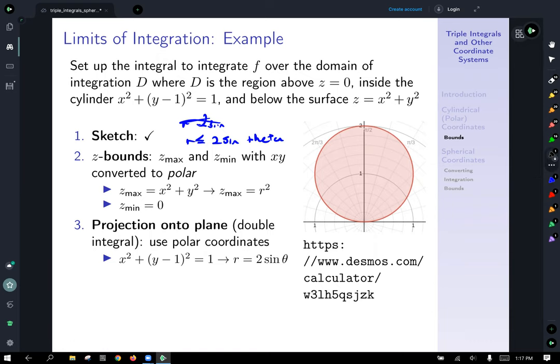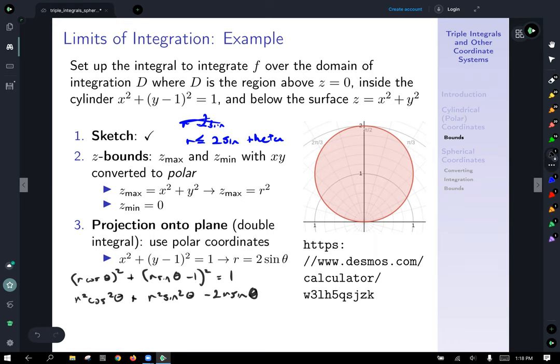Okay, so I'm going to convert x to r cosine of theta and y to r sine of theta. That's going to give us r cosine of theta, the entire quantity squared, plus r sine of theta minus 1 squared is equal to 1. Okay, we're going to multiply this stuff out. That's going to give us r squared cosine squared of theta plus r squared sine squared of theta. Then we're going to get minus 2r sine of theta, and then plus 1 equals 1.